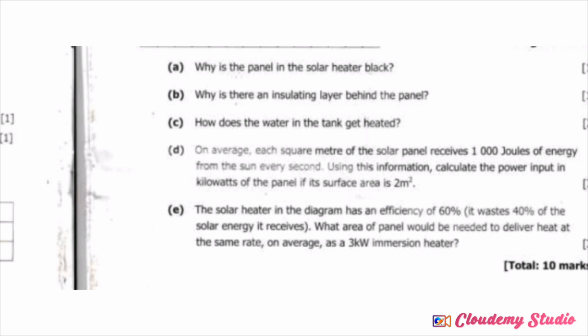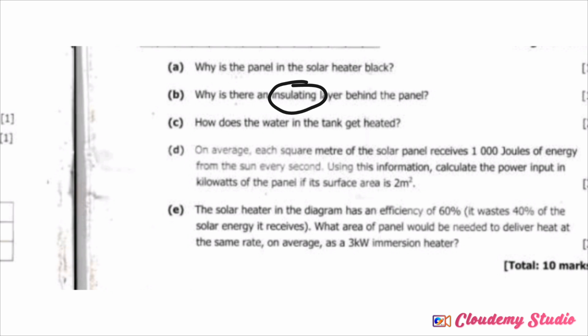B, why is there an insulator layer behind the panel? This word insulator will make us understand how to answer the question. What is an insulator? An insulator is a poor conductor of heat, meaning a material that cannot allow heat to pass through. So the reason there is an insulator layer behind the panel is to prevent heat loss, either by conduction or convection.